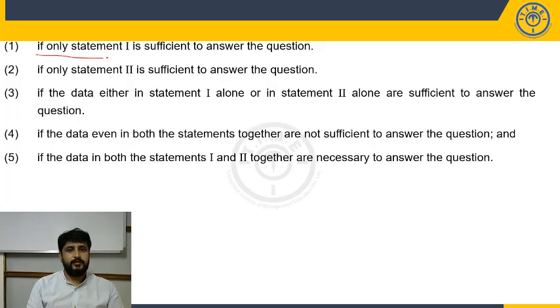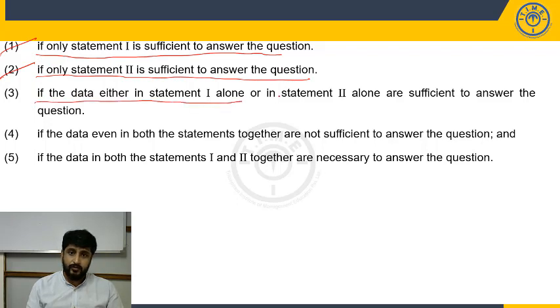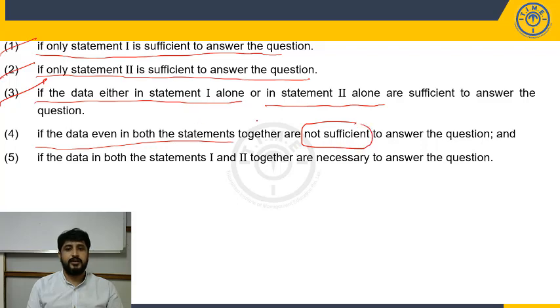If only statement 1 is sufficient to answer the question, then choice 1. Only statement 2 is sufficient to answer the question, choice 2. If the data either in statement 1 alone or in statement 2 alone are sufficient to answer the question, choice 3. If the data even in both the statements together are not sufficient, choice 4. If the data in both the statements 1 and 2 together are necessary to answer the question, choice 5. Only 1, only 2, either, both together not possible, both together possible.